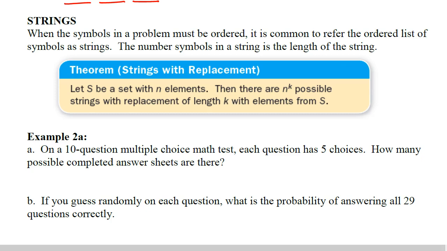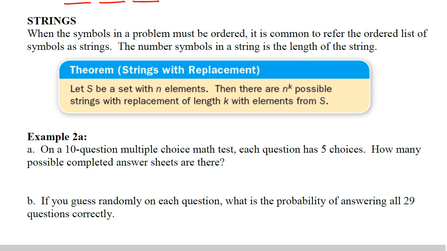So let S be a set with n elements. Then there are n to the k possible strings, where n represents the number of elements in the set, and k represents the number of repetitions, or the length of those strings. Here's what I mean. Let's look at this example. Let's say we're taking a 10-question multiple choice math test. Each question has 5 choices. How many possible completed answer sheets are there?